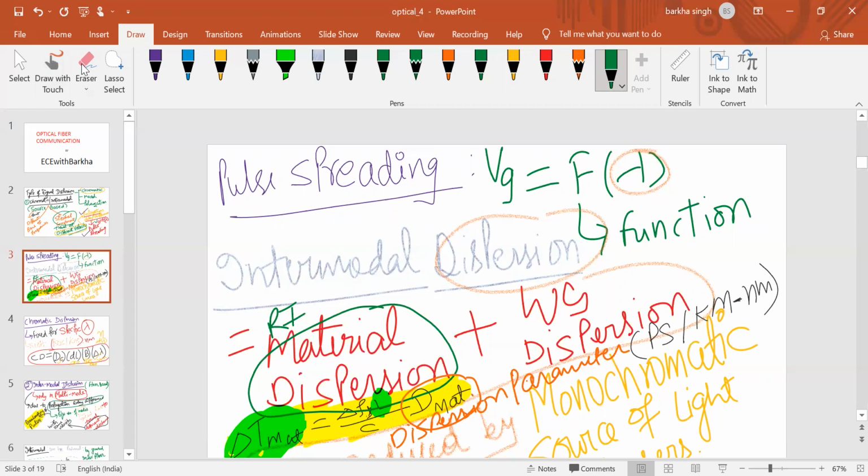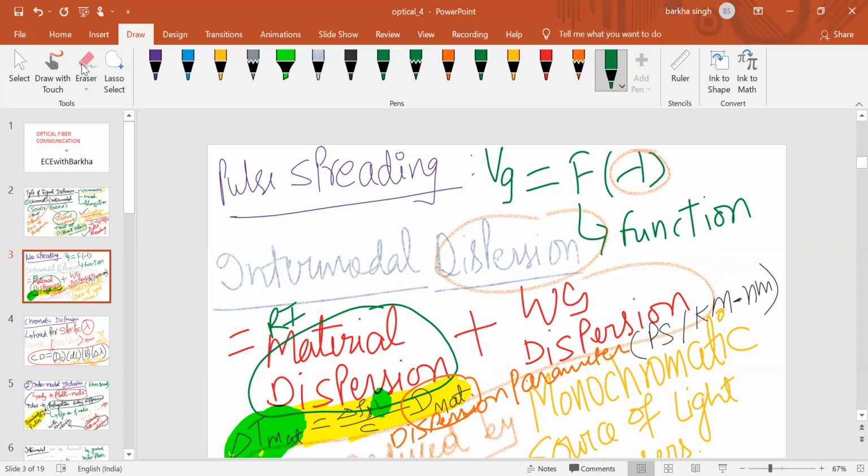The value of material dispersion is calculated by this formula: delta T material is equal to delta lambda into length upon C into Dmat. Dmat is the dispersion parameter and its unit is picosecond per kilometer nanometer. As per this formula, we can say material dispersion increases with fiber length.